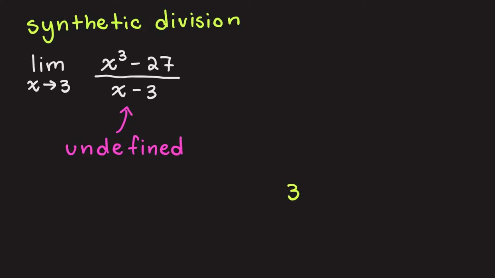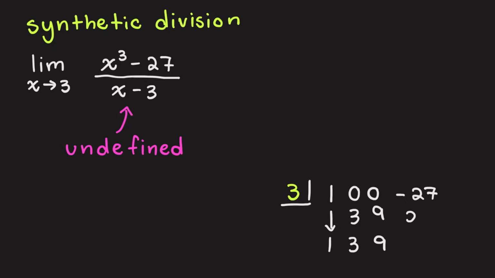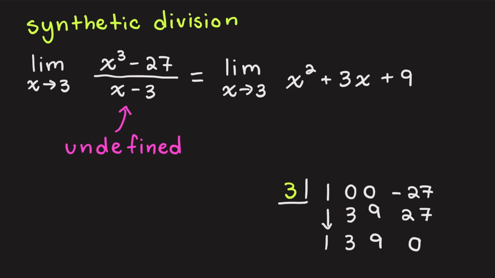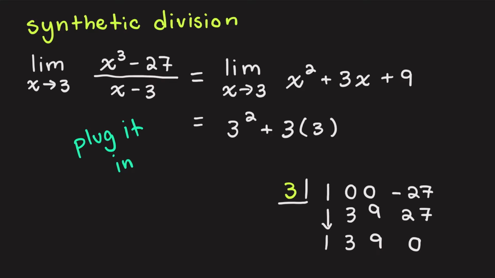So to do synthetic division, we put 3 in the corner and then list out the coefficients, which are 1, 0, 0, and negative 27. So after doing synthetic division, we know that the whole function simplifies to x squared plus 3x plus 9, and then we can replace the original function with that in the limit. So now we don't need to worry about the value being undefined, so we can finally plug it in. After plugging it in, we get 3 squared plus 3 times 3 plus 9 equals 27, which is our final answer.